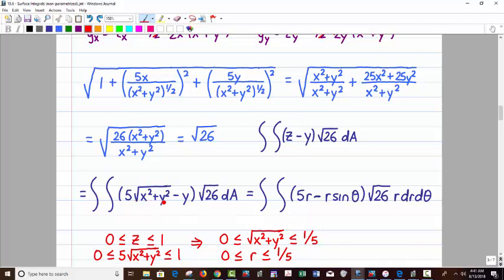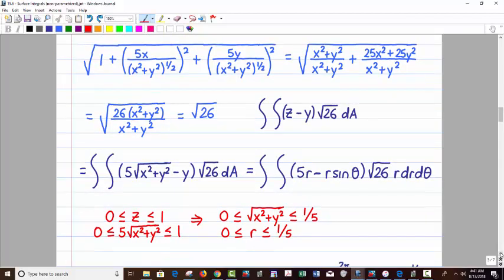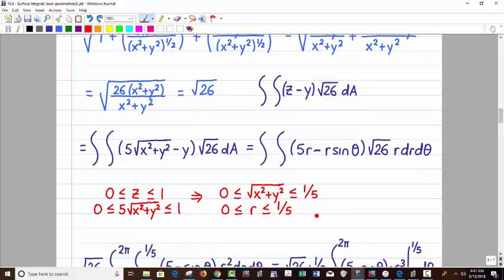So the square root of x squared plus y squared is going to be r. And then y would be r sine theta. And then we have the square root of 26, which I can toss to the outside, r dr d theta. Now, what I'm showing you here is how to get the limits of integration for r, because this 5 times the square root of x squared plus y squared really is 5r.